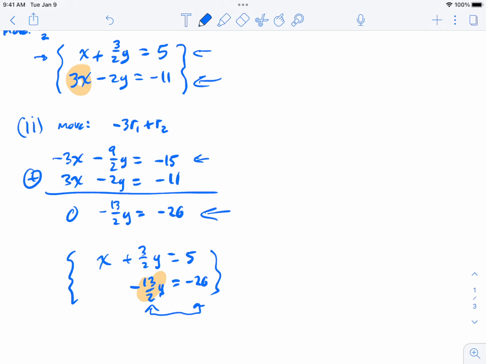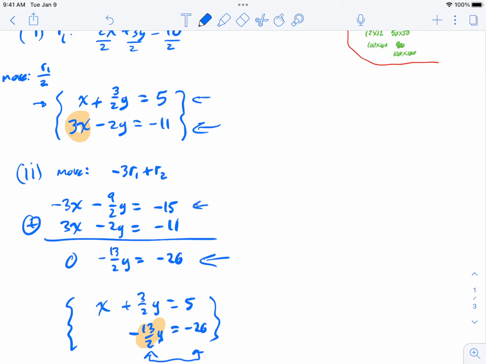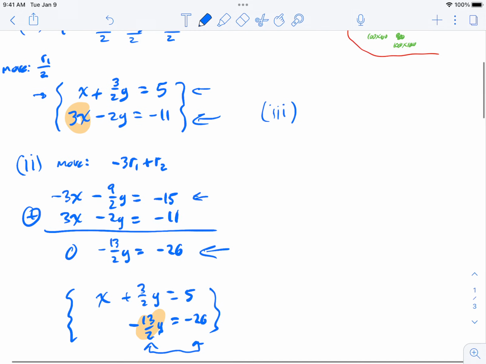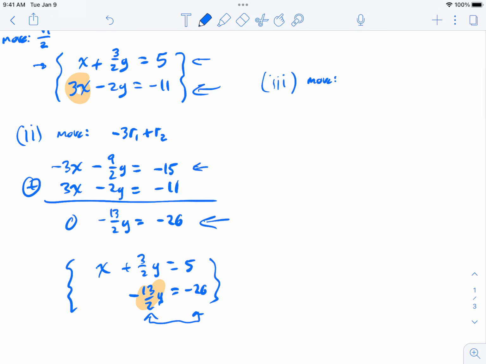What we could do, our move, is to multiply both sides by the reciprocal. Multiply both sides by a negative 2/13. So we're going to take negative 2/13 times row 2. So the top equation stays. We're not going to change the computer's memory on that. But the bottom equation, we are going to overwrite with a new and improved equation.